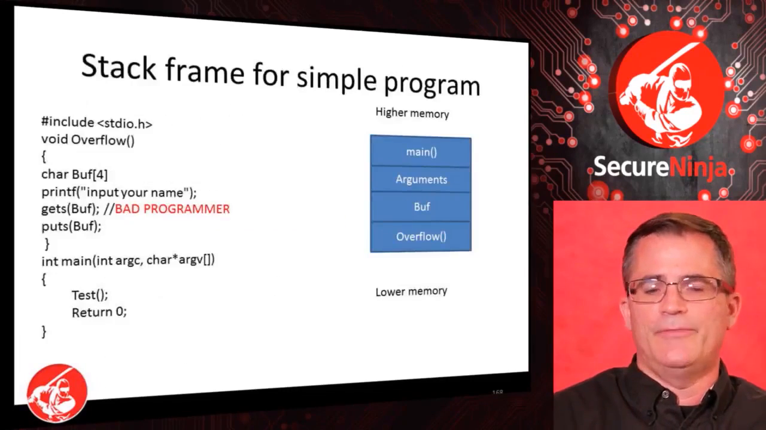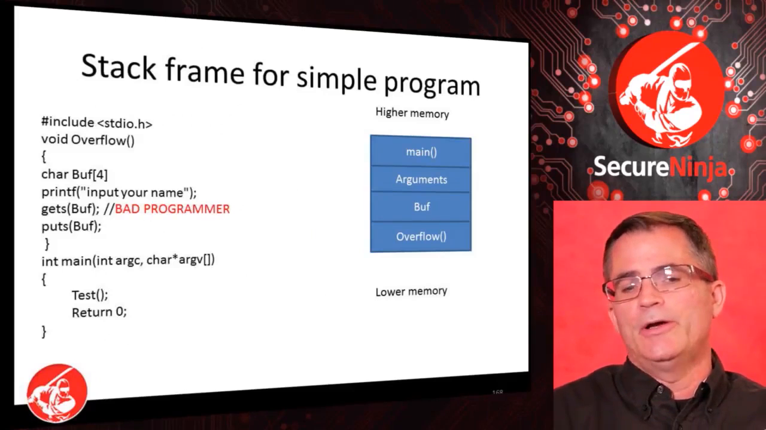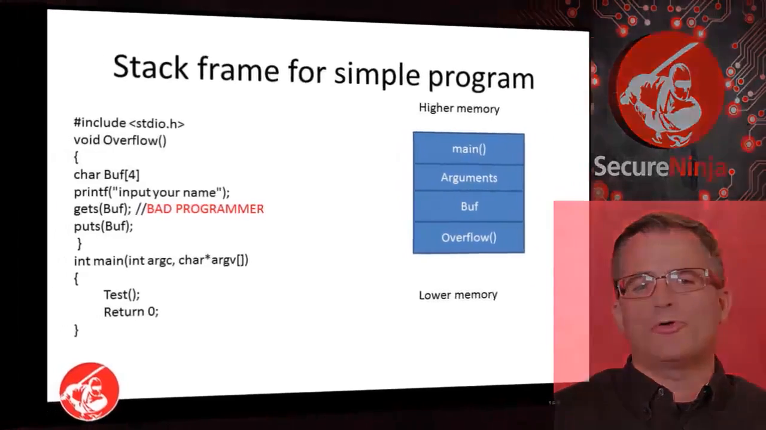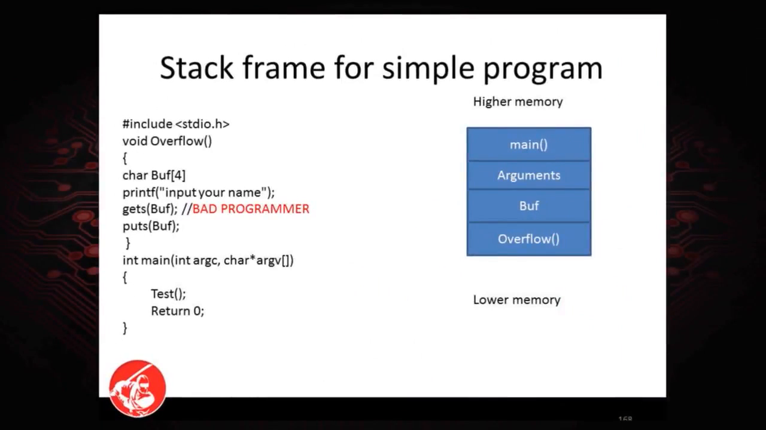As we'll see in this, this is an example of a stack frame. And this is our program stack frame. As you see here, we've got main function, we've got arguments, we've got that buff. And buff is just a temporary storage area. It's a storage area for data inputted by the programmer, by the client or the user. And then the overflow function. So that's our actual stack frame for our little simple program that we're giving an example of.